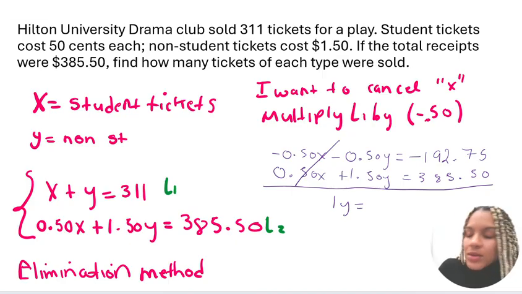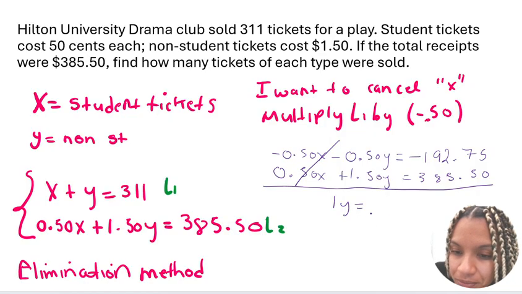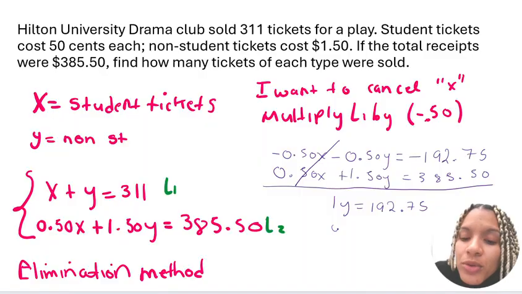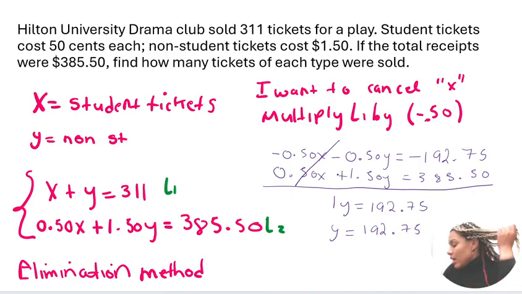So when we subtract, we get 192.75. Divide both sides by 1. Y equals 192.75. Now we need to find the x, so we're going to substitute that value.